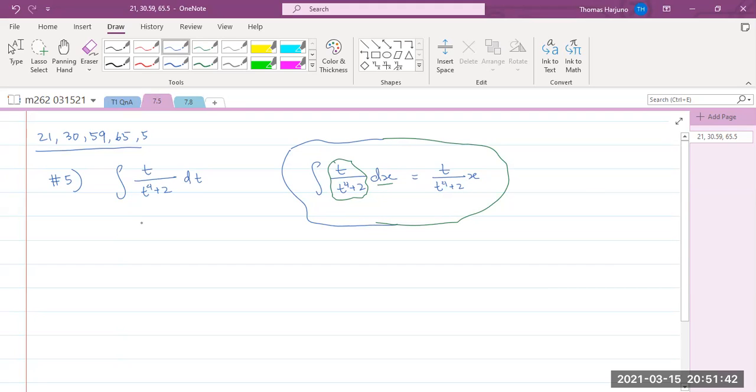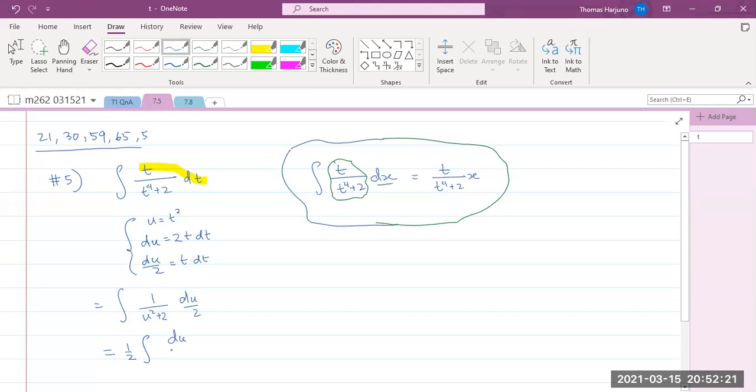But I will say it this way. I will use u equals t squared, such that du is 2t dt. Now notice that we have t dt here, right? So I will make it du over 2 equals t dt and then do substitution. The integral of t dt will be du over 2, and then this is 1 over u squared plus 2. That's 1/2 of the integral du over u squared plus 2.